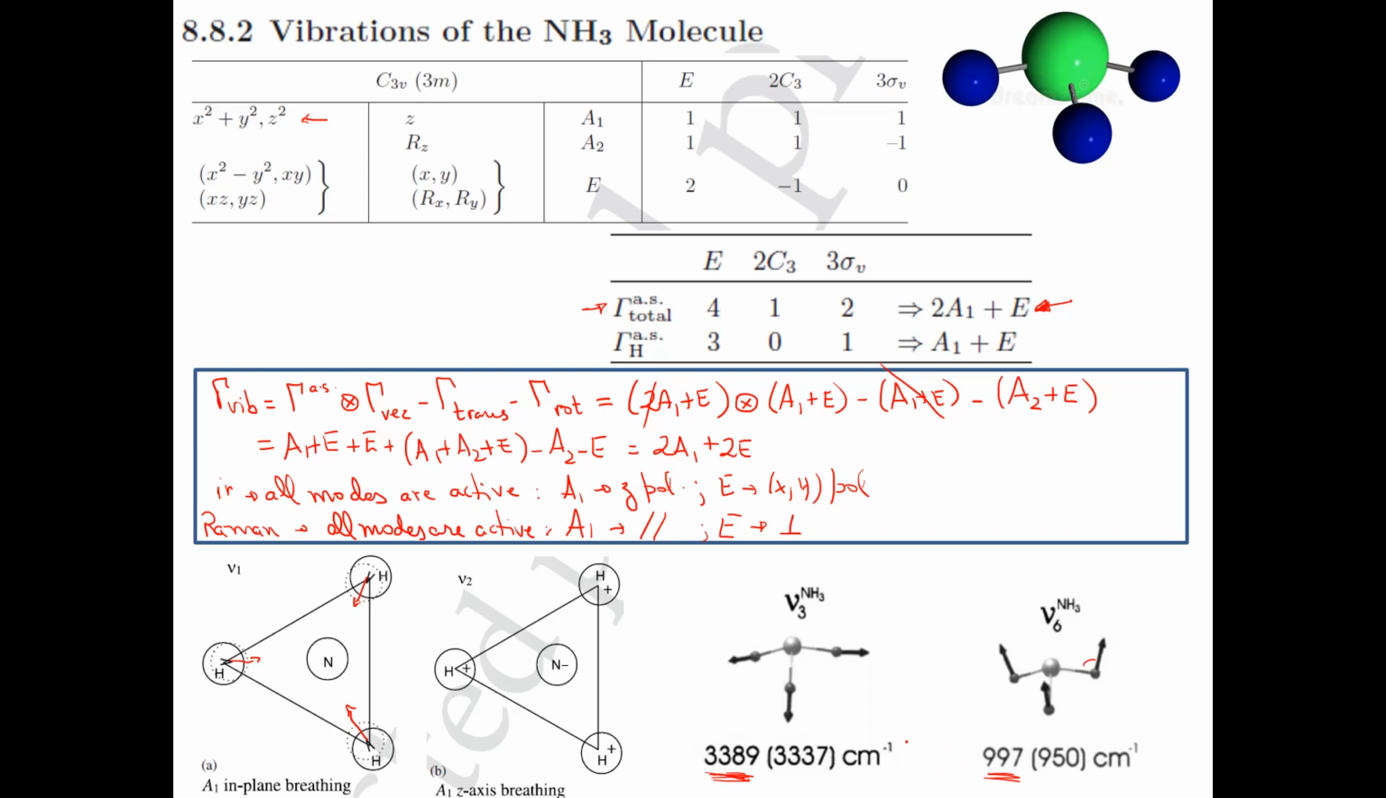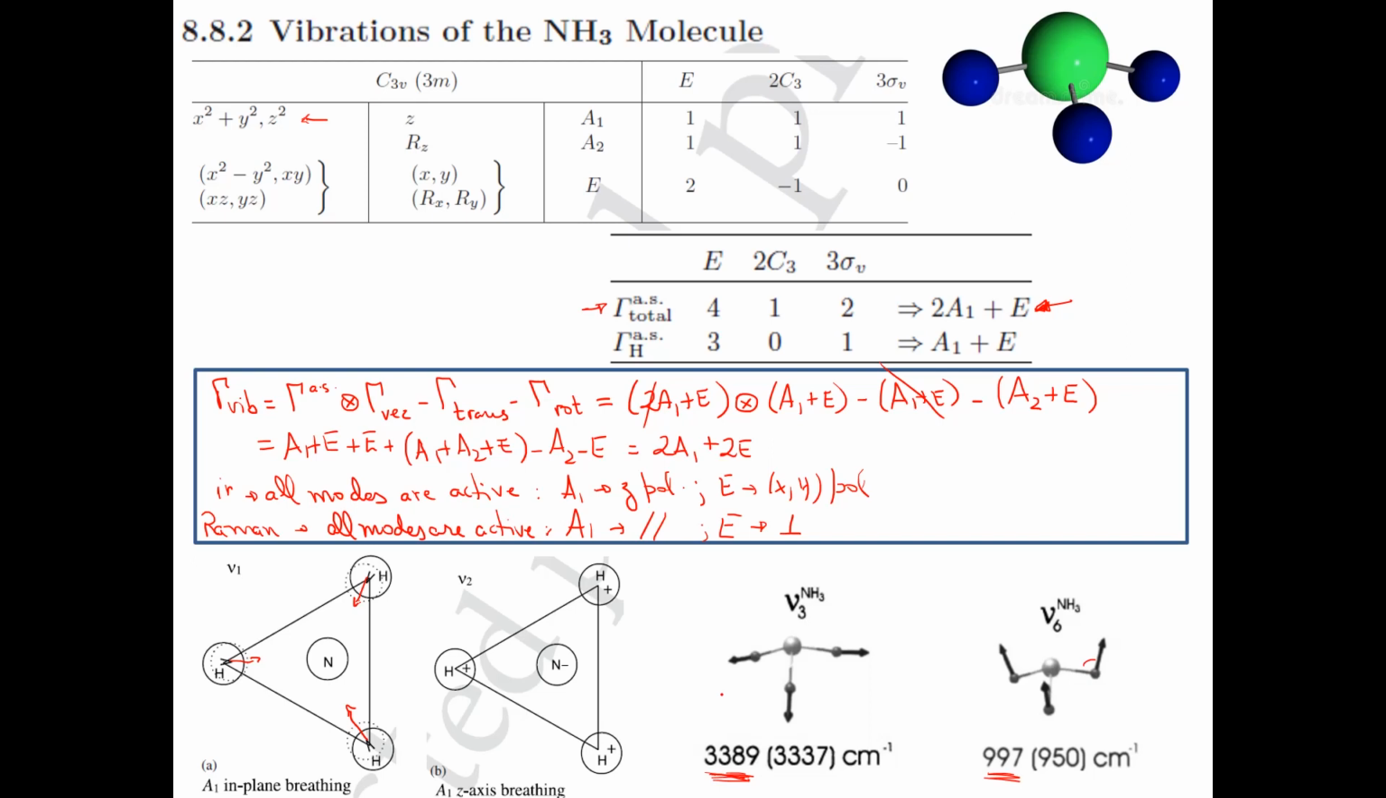Okay? But these two modes are two linear combinations of in-plane and out-of-plane vibrational modes. And these are the solutions that one would get. These are probably experimental and theoretical values for each one of those. These are the solutions that one would get by calculating these modes using the method of diagonalization of the Hessian matrix, the force constants matrix. Okay, these are the two A1 modes.